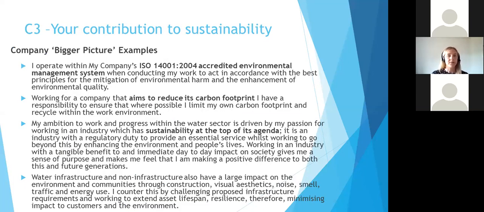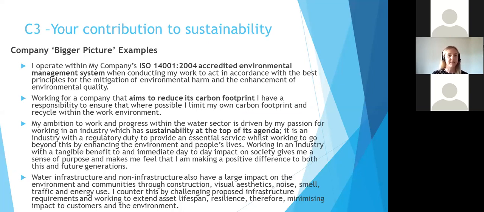So now we're moving on to, the question is, what's your contribution to sustainability? So you can look at this at different scales of context. These examples on this slide are looking at the company and bigger picture examples and how you sit within that bigger picture.